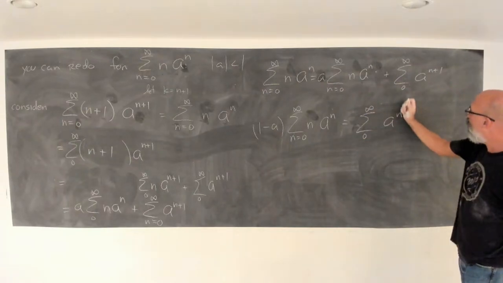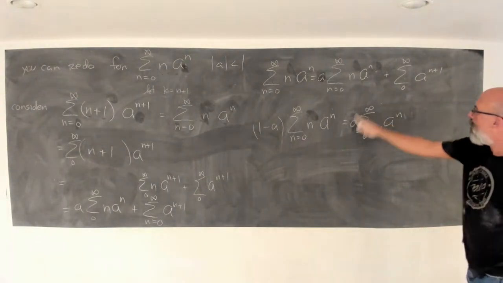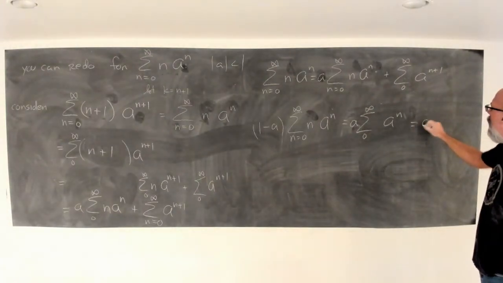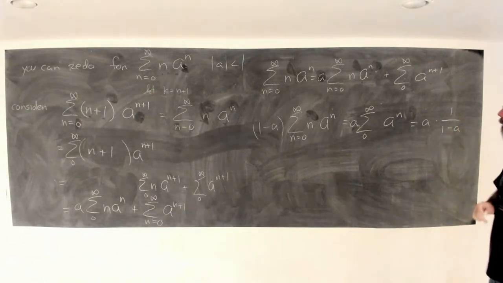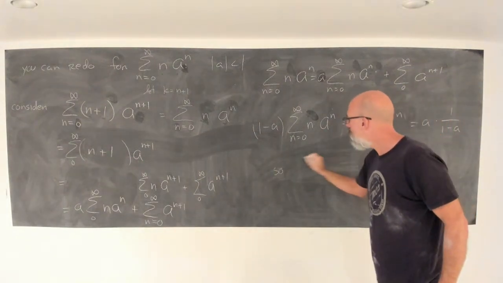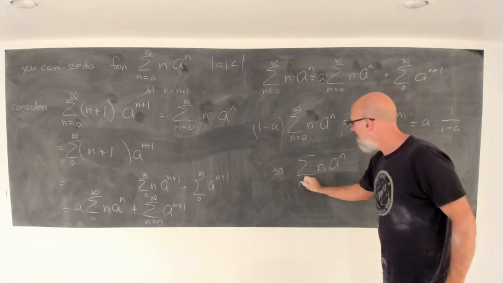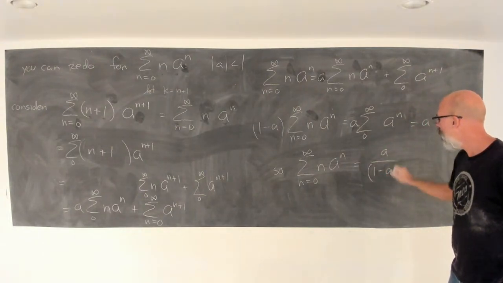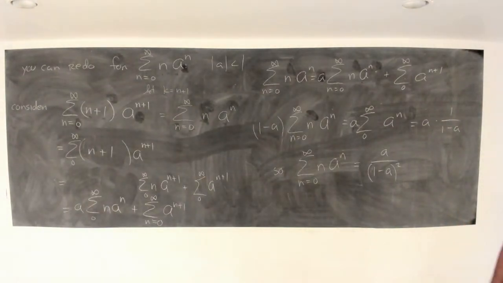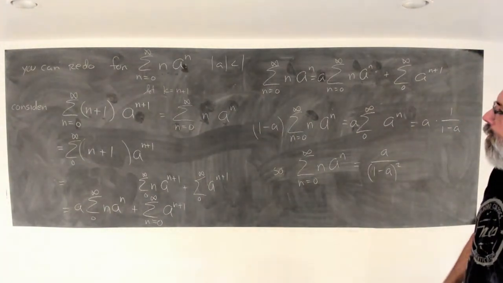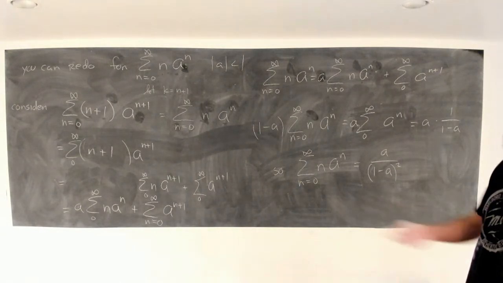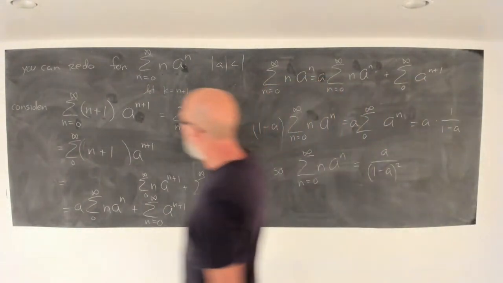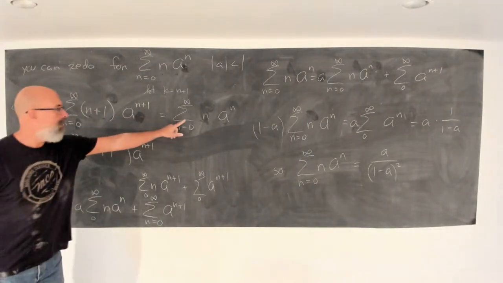Again, let me bring an a outside, and now this is just a geometric series. So what does that converge to? That converges to a times 1 over 1 minus a. And so you see immediately that this is a over 1 minus a all squared. Sorry about that. I may have lost you now. But the point is, it's just re-indexing. All we do is re-index.